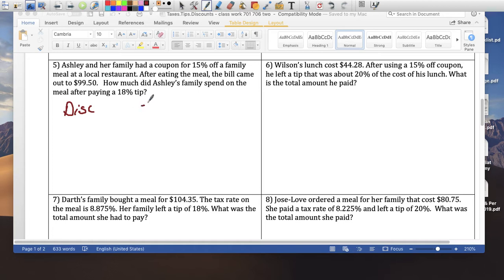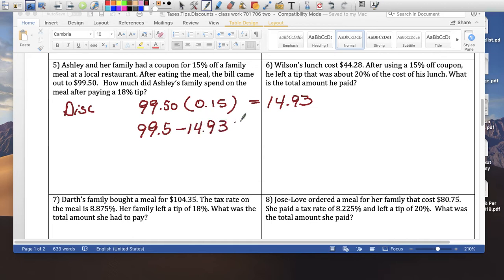Okay, so discount's gonna come first. Okay, so the meal was $99.50, and let's find out what the discount is. So times 0.15. We multiply 99.5 times 0.15. The discount is going to be 14.93. So that's the discount they're going to get. So which means the meal, which was $99.50 minus the discount of $14.93, their bill right now becomes $84.57.